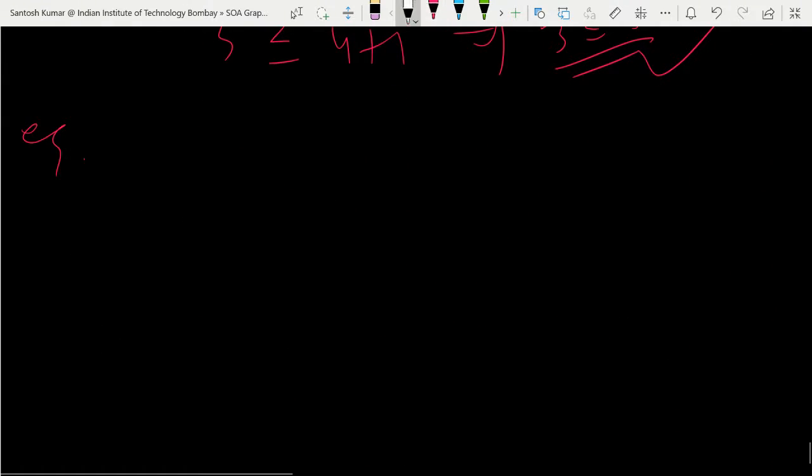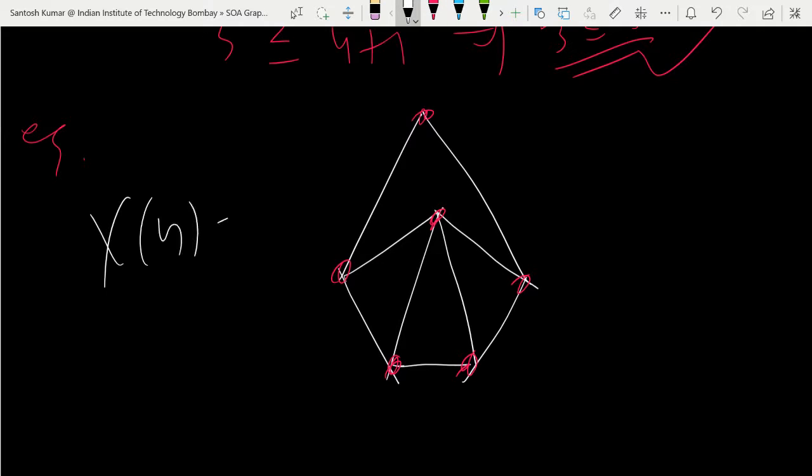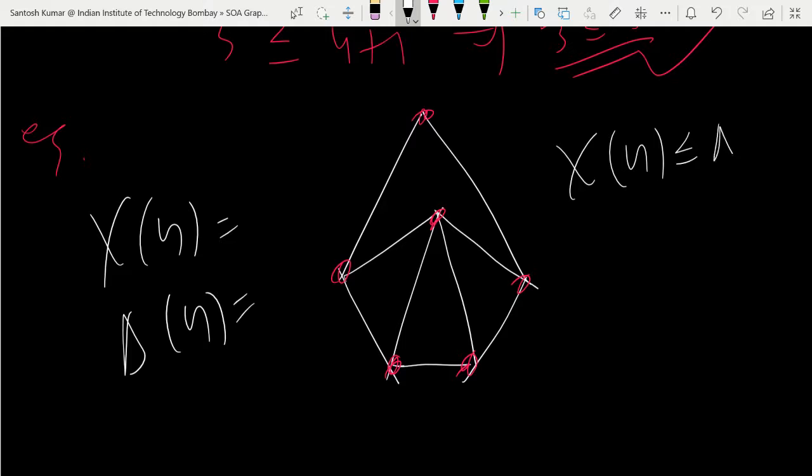Okay, so try 1, 2 more examples. Like we have done this type of graphs. So 1, 2, 3, 4, 5, 6. Now tell me chromatic number of G and delta of G, and again we have to verify. Chromatic number 3, delta G 4.